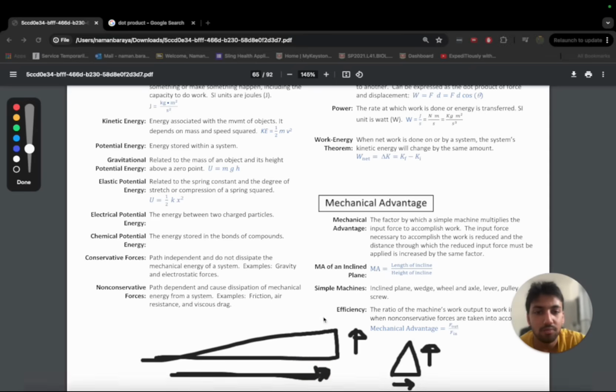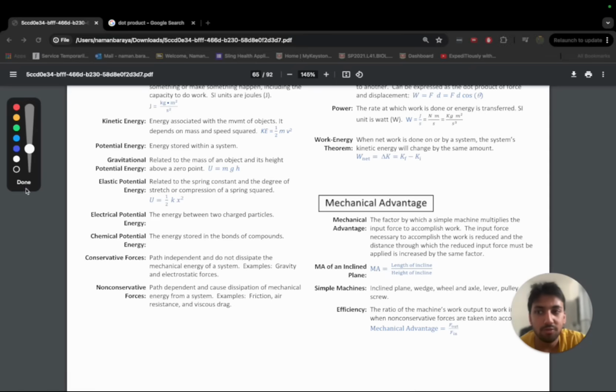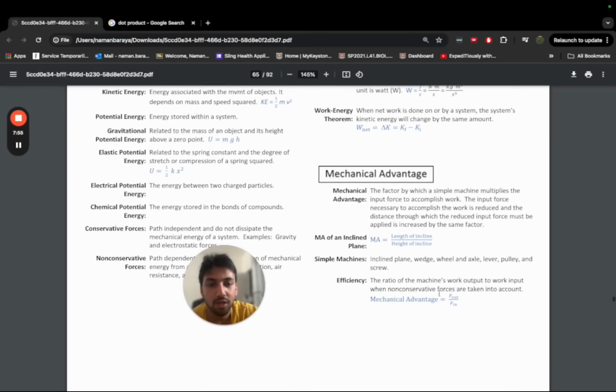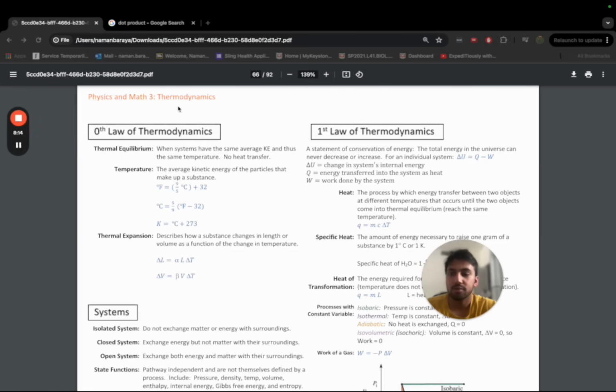is just so long. So the different types of simple machines, you don't really need to know this too well, but it's inclined plane, wedge, wheel and axle, lever, pulley, and screw. And then the efficiency again is the same as mechanical advantage, which is the F out divided by the F in. And so if you have a really small F in, then there's going to be a high mechanical advantage. If you have a really high F out, then this is going to be pretty big. That's the efficiency. Okay, now let's talk about thermodynamics.